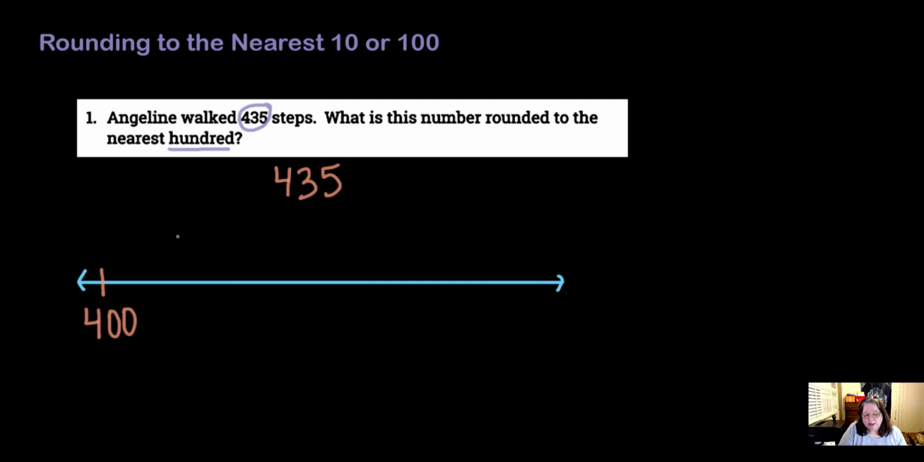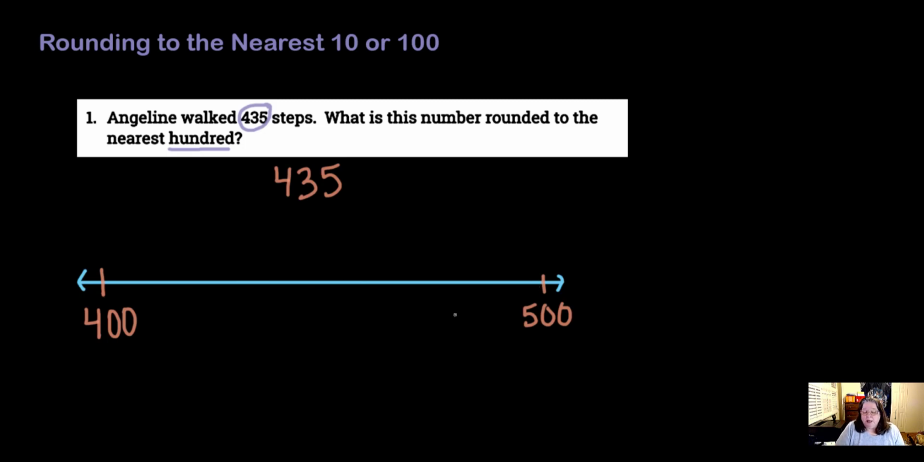What is the next 100 after 400, if we were counting by hundreds? Well, let's just count. 100, 200, 300, 400. 500 would be next. So that's our first step. We've got a number line. We've marked the 200s. 435 is between 400 and 500. Our next step is to find the halfway point between 400 and 500.